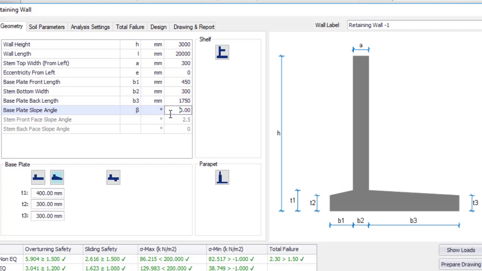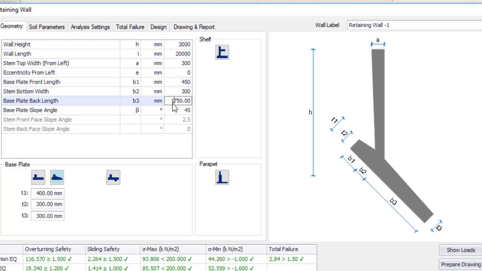Then the base plate slope angle, you can just leave this at 0. For example, if you put it at 45 degrees, you will see it will just swing it to one side. You see, this is how it will swing it, but this is not what I need, so I'll just put it in 0.